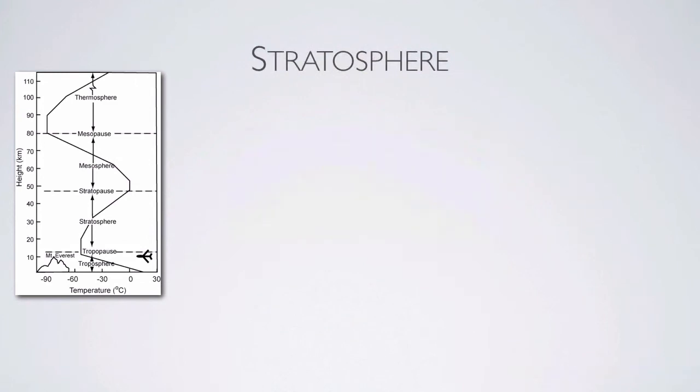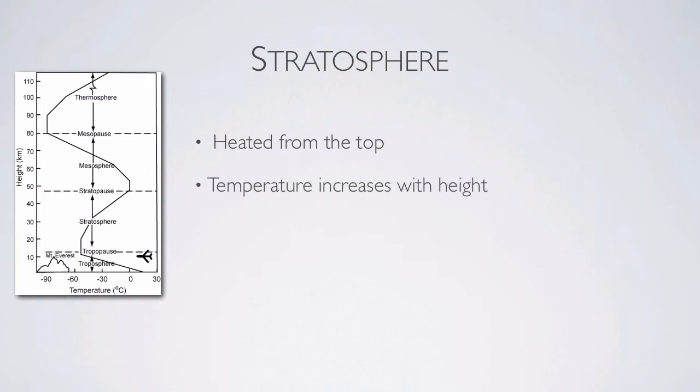Now up above the tropopause is that next layer of the atmosphere, and that's the stratosphere. The stratosphere is unique in that it is heated from the top as opposed to the bottom. And as a consequence, the temperature actually increases with height, and that's shown right here. So the bottom of the stratosphere is often really cold, but by the time you get to the top, it's warmed up and it's almost 0 degrees Celsius.